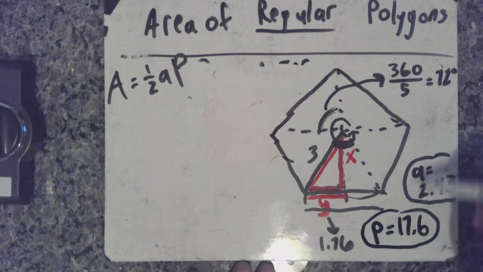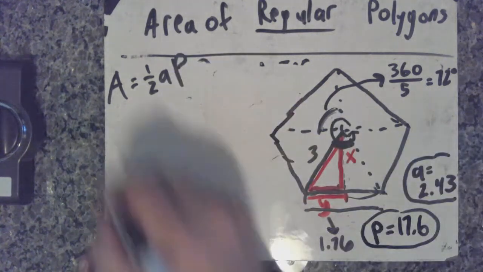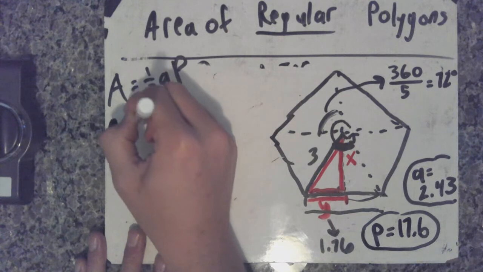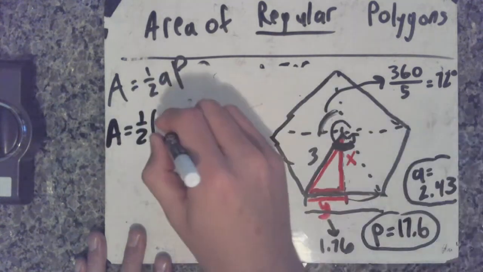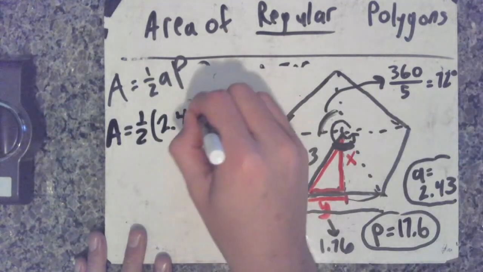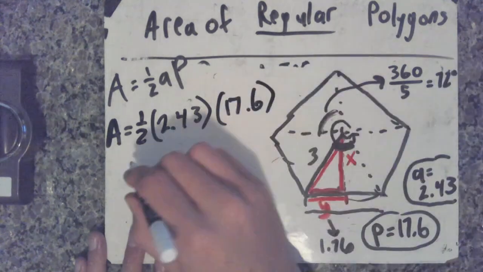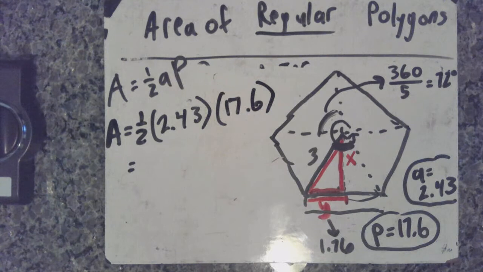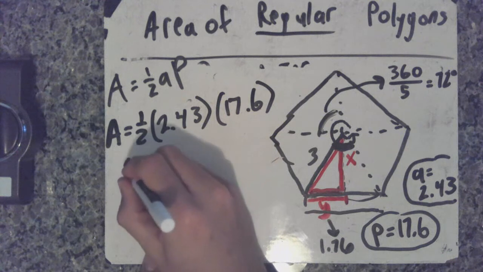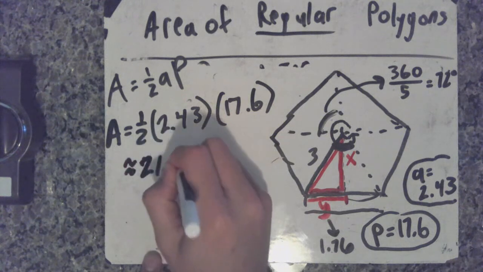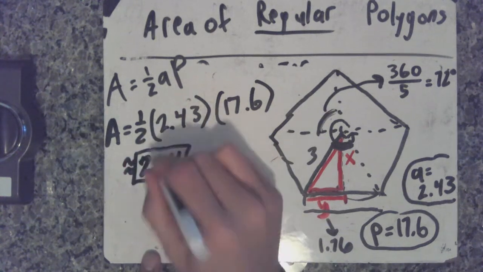Now I have these two parts, and we just plug it into the formula. So A is equal to 1/2 times my apothem, which is 2.43, times the perimeter, which is 17.6. And that you can put directly into the calculator. In this particular example, you are going to get 21, I'm going to go ahead and round, 21.4. So it's about 21.4. Now we rounded at a few different spots here, so just keep that in mind.